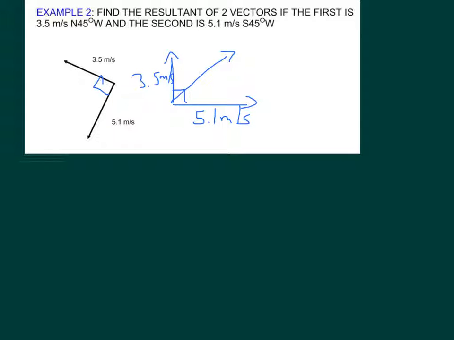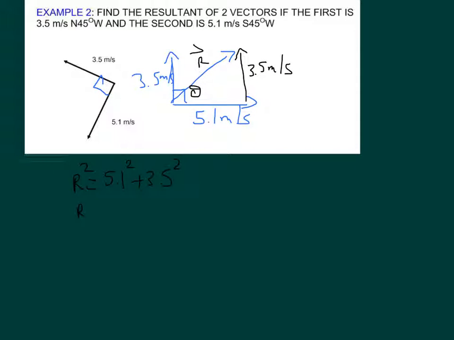If we use the parallelogram law, then I'm going to draw a vector parallel to the 3.5 meter per second vector to complete my triangle. Here's angle theta in between the resultant and the 5.1 meter per second vector. And so we can use our Pythagorean theorem to find the magnitude of the resultant vector.